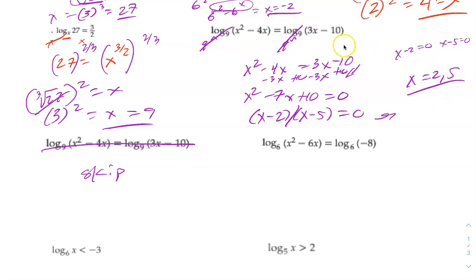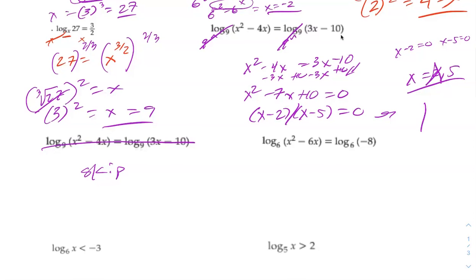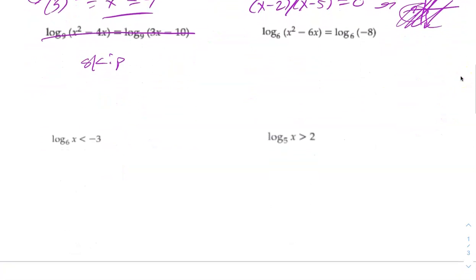If I plug a 5 in, I get 15 minus 10, which is 5, that's fine. 25 minus 20, totally fine. If I plug 2 in though, I get 6 minus 10, which is negative 4. And you cannot have a negative. Logs don't do negatives. Remember the graph of a log? It looks like this, right? Negative has no value. So the answer here was actually only 5. 2 didn't work.